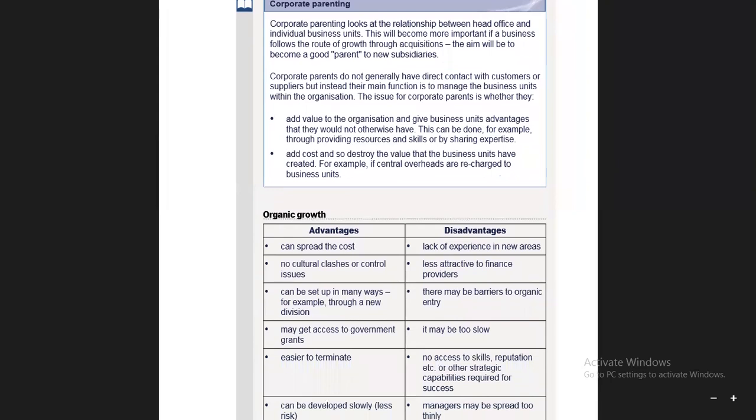So it will add value to the organization, but it can also add cost and destroy the value that the business units have created. For example, if central overheads are recharged to business units, sometimes it will also lead to duplication of resources. Some things are done at the parent company and also done in the subsidiary company as well. So it will basically involve decentralization, which sometimes gets into that duplication of resources, and ultimately it will increase the cost.